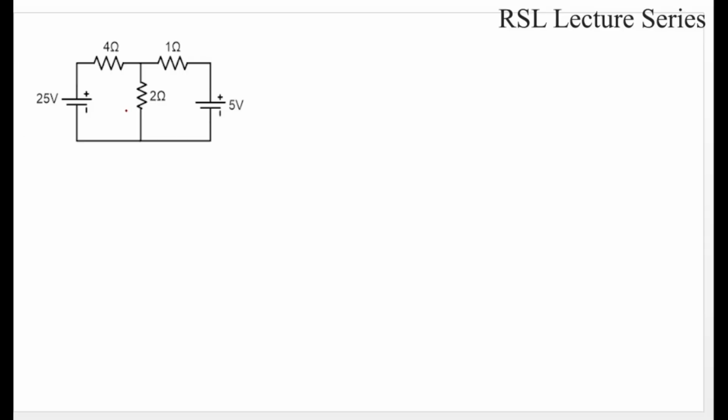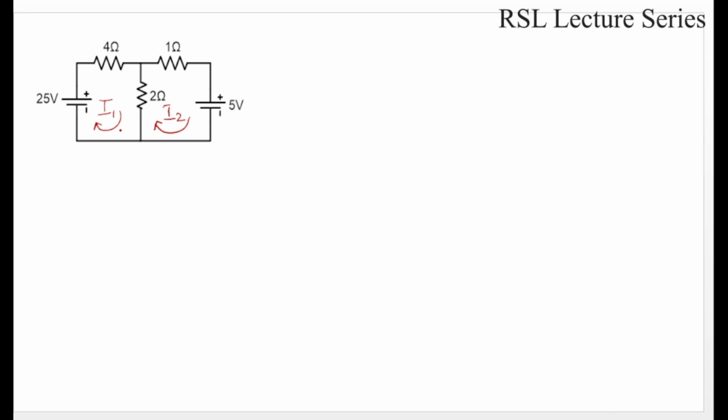Now let us solve a problem using mesh analysis. Mesh analysis is generally used for finding the unknown values of current. So here let us assume unknown values of current, say I1 and I2. Here we have two loops or meshes. The 25 volts source, 4 ohms resistor and 2 ohms resistor form one mesh, and similarly the 2 ohms, 1 ohm resistors and 5 volts source form another mesh. Since we have two meshes, we have to assume two currents I1 and I2, and here we have to assume the currents in clockwise direction.